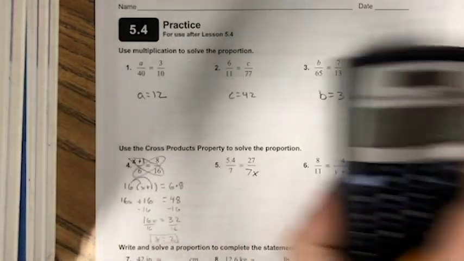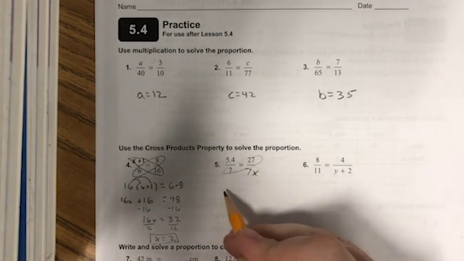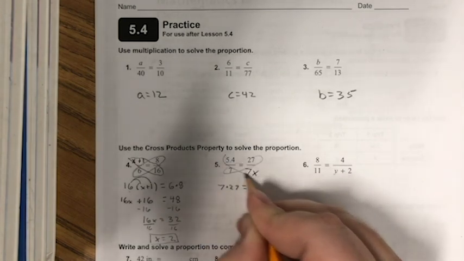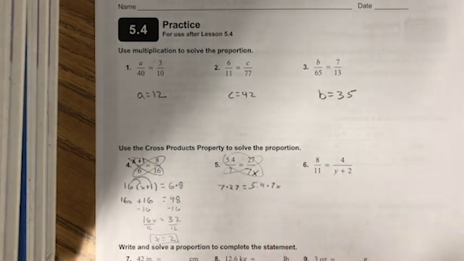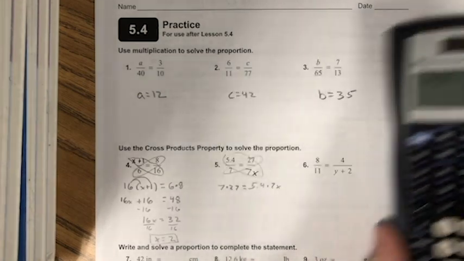All right, let's do 5 together. So we're going to cross multiply again. This is going to give me 7 times 27 is equal to 5.4 times 7x. So let's work this out. 7 times 27 gives me 189.